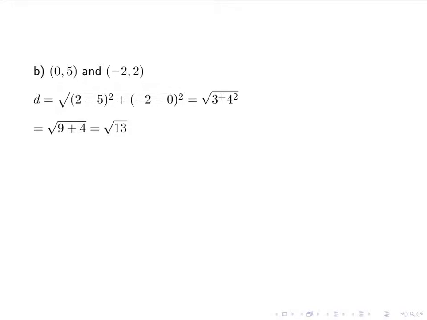We can't simplify it. Usually we want the exact value, so I'm going to leave it as square root of 13. I'm not going to touch the calculator. I don't care what this is approximately. So just leave it as root 13.